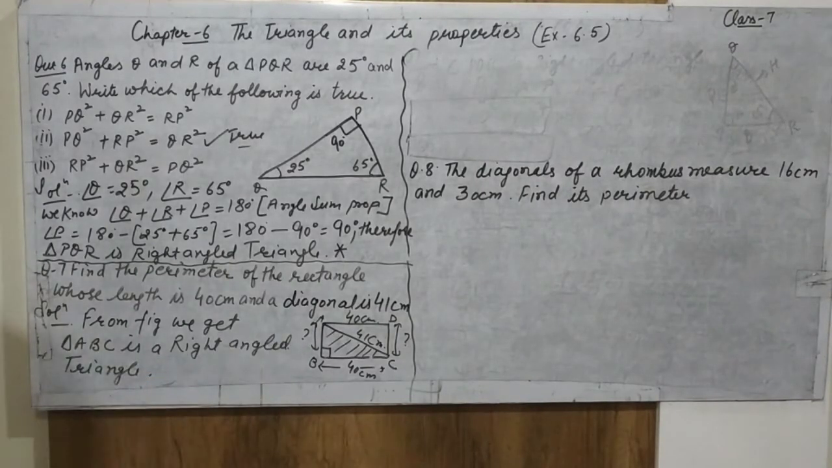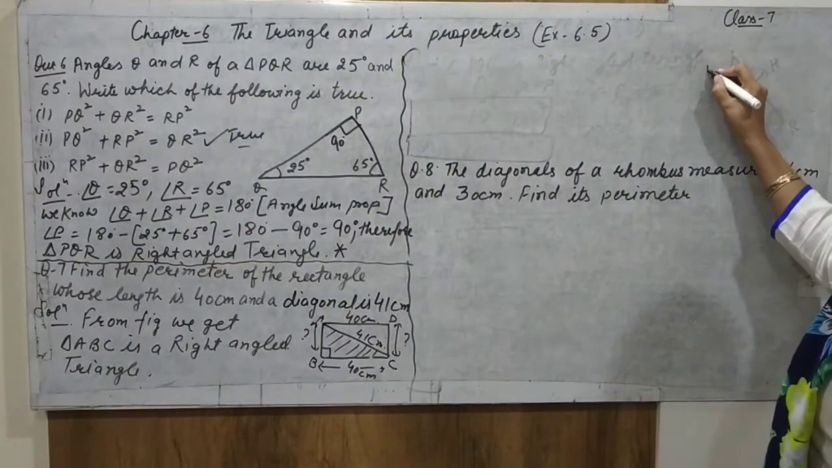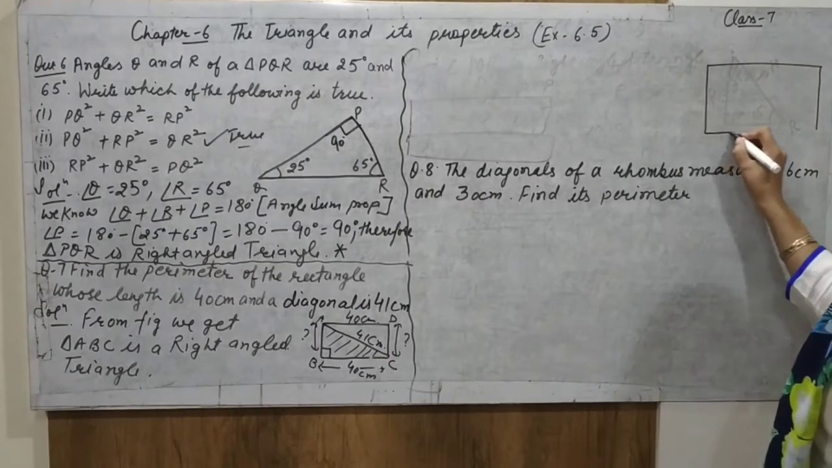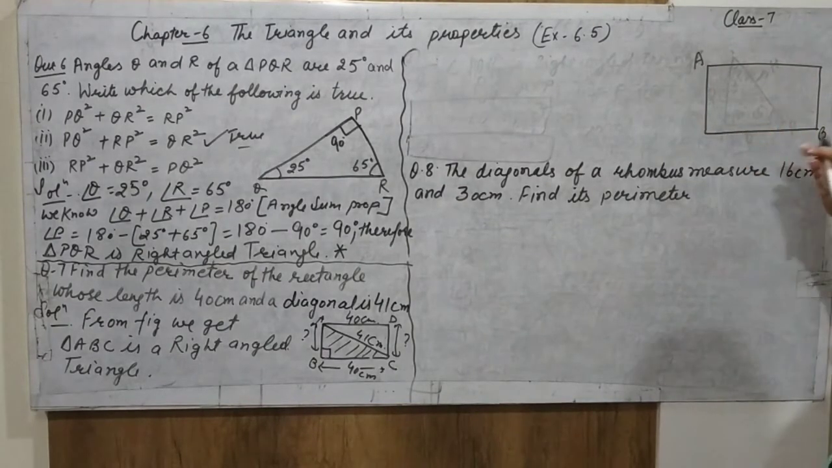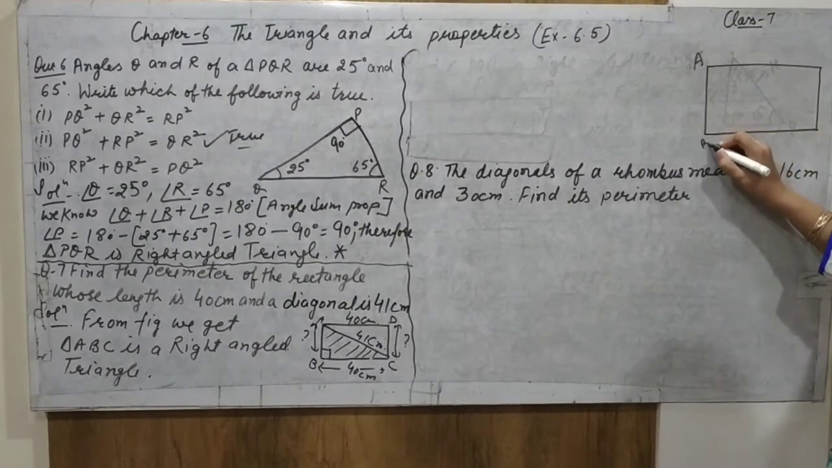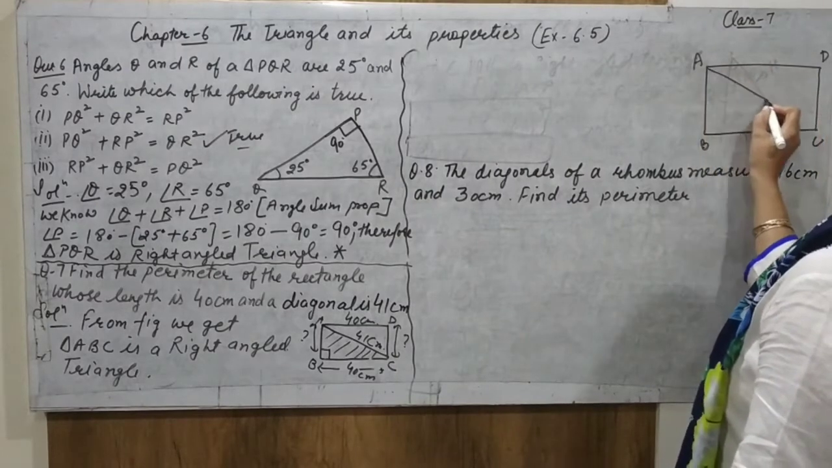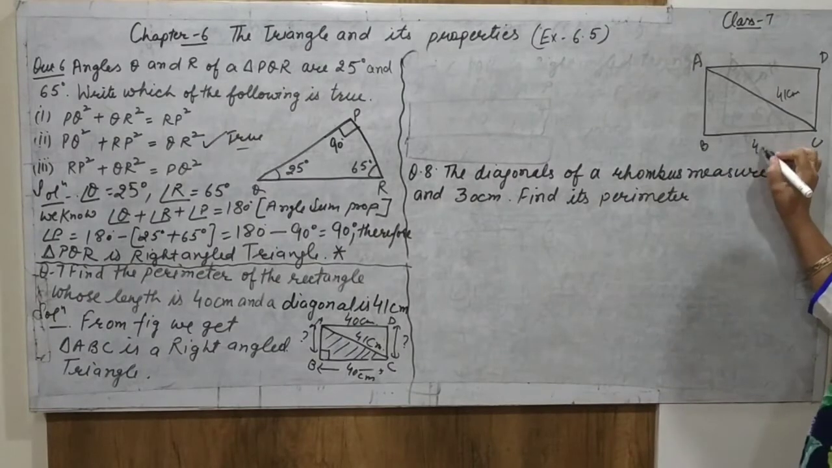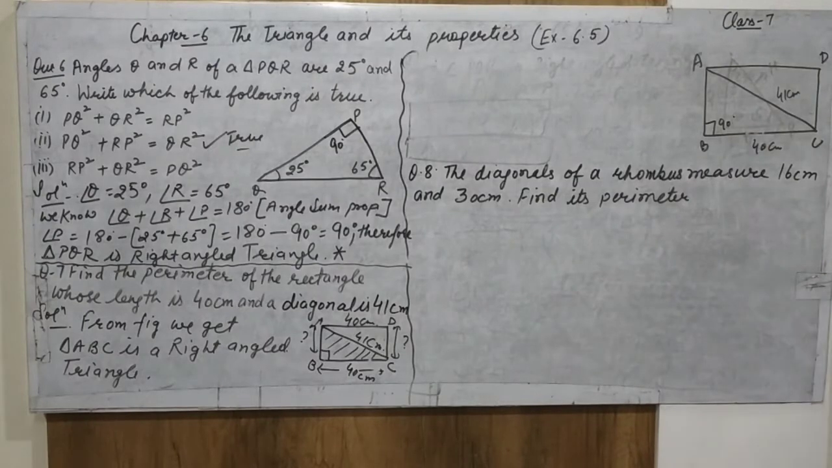Which kind of triangle we get here? The triangle is like this one. Again, understand the diagram. This is a rectangle we have taken here. This is A, this is B, C and D. This is the diagonal here, which is 41 centimeter. This is the length, which is 40 centimeter, and this is the 90 degree angle, because in rectangle all the angles are 90 degree.